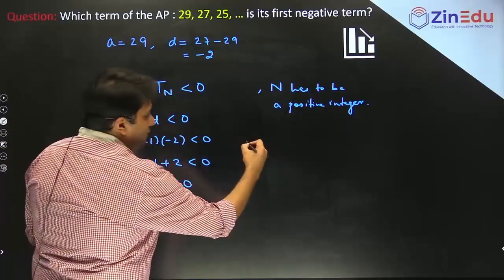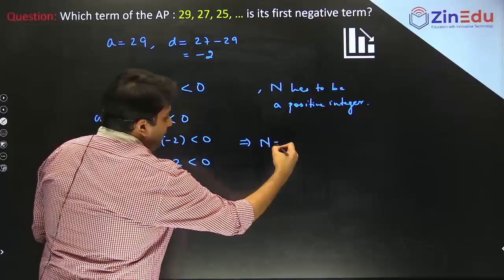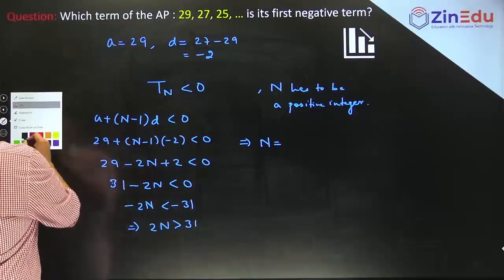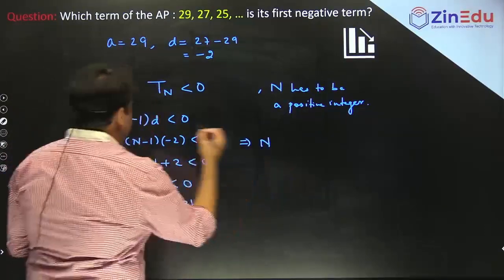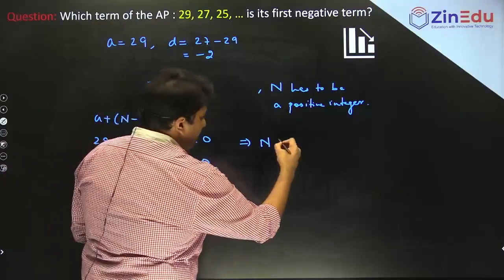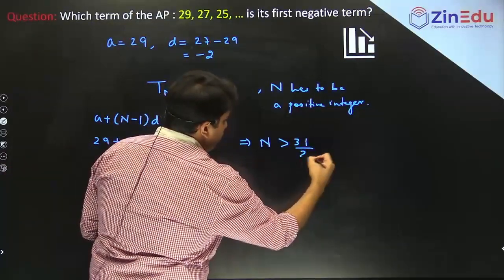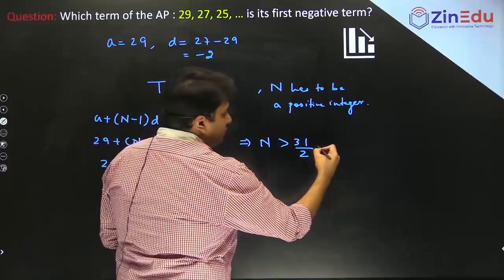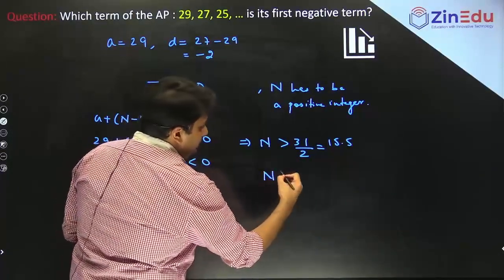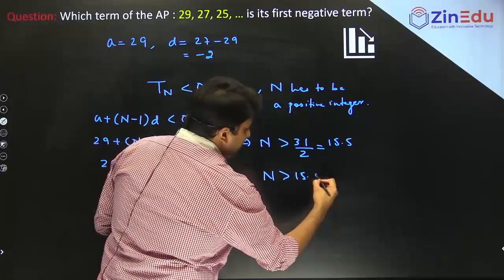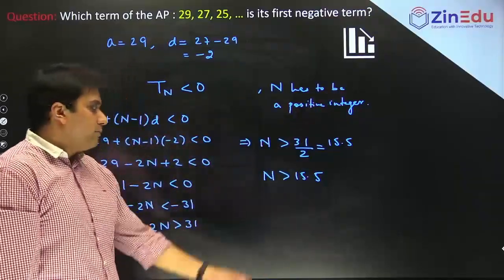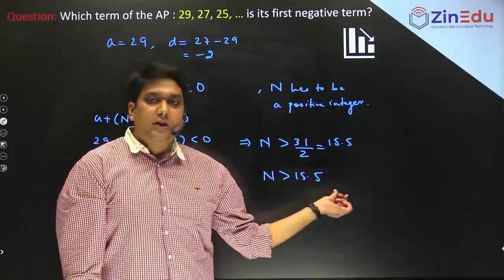So we are getting n greater than 31 by 2. And what is 31 by 2? 31 by 2 is 15.5. So that means n should be greater than 15.5. And as stated earlier, n has to be a positive integer, so that means an integer greater than 15.5.